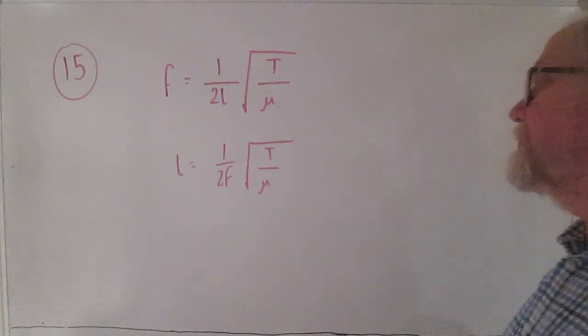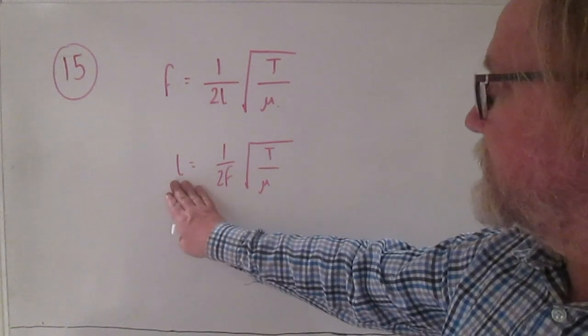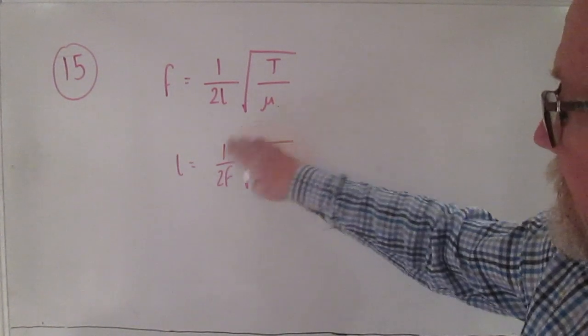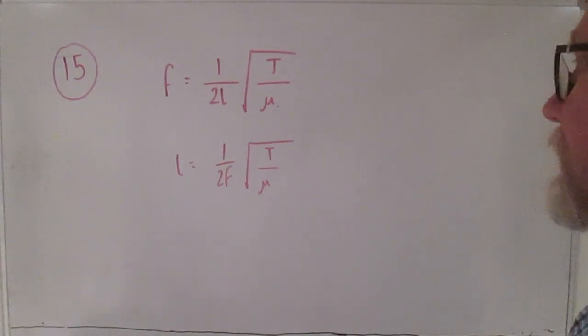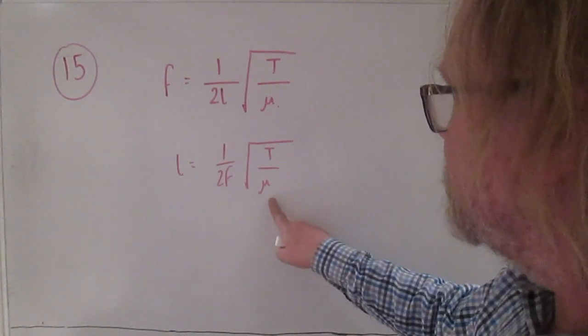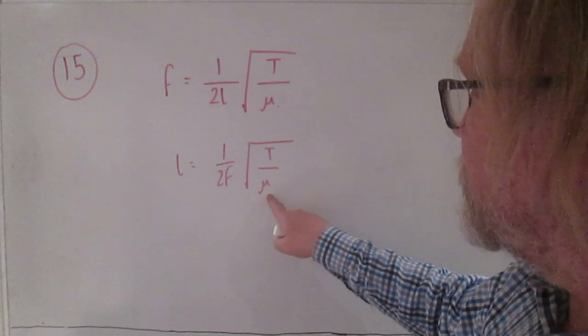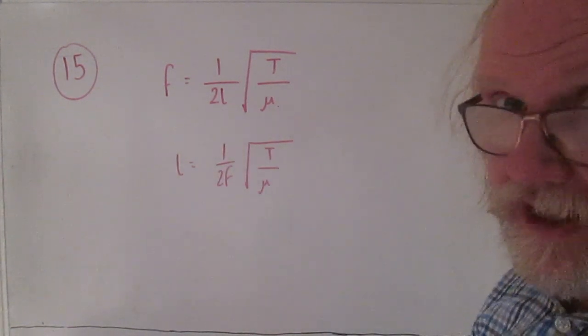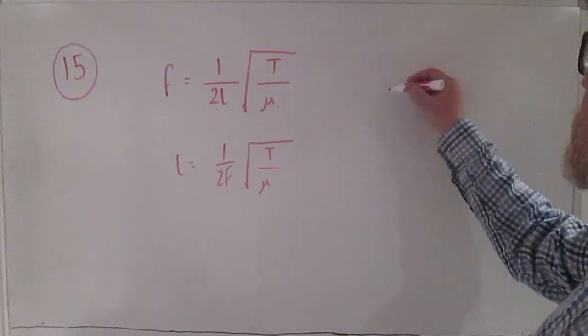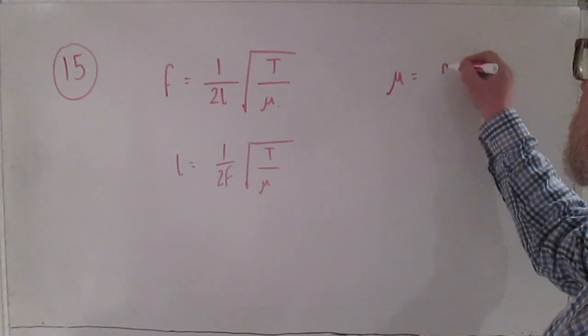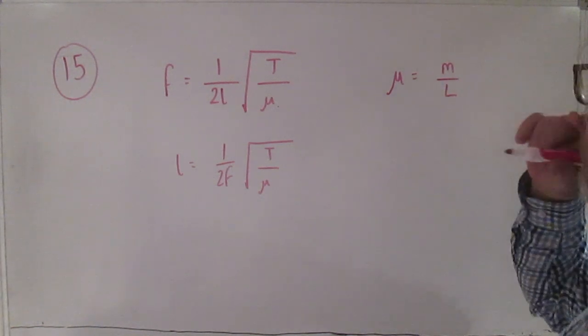And then we can say, right, this expresses L as a function of mu, because as I said, the rest of these things are constant in our experiment. And so we can say, whatever happens to mu when we change the diameter, L has to change by the same factor. So mu, remember, is equal to mass divided by length.